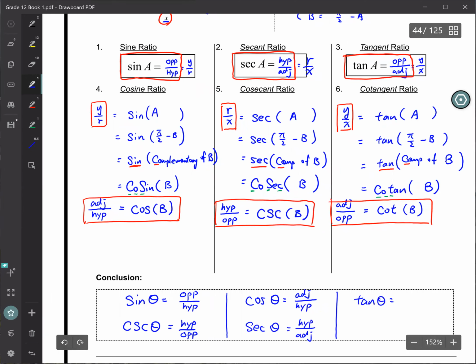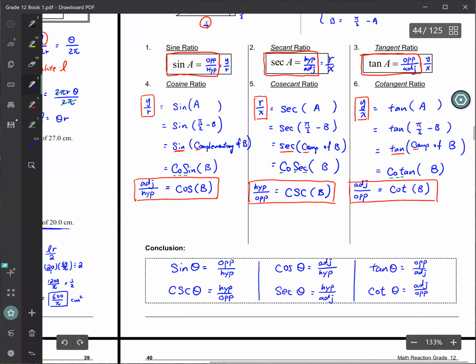Okay, next one, we have the tangent, right? TOA. So opposite over adjacent. So this one is the easiest one, right? Because they even sound the same. Cotangent, and then using the same logic, right? Just flip over. Adjacent over opposite. This is the last pair.